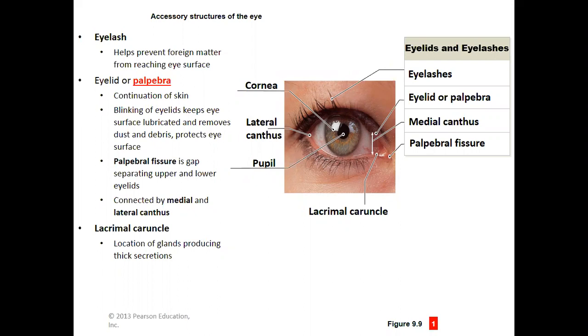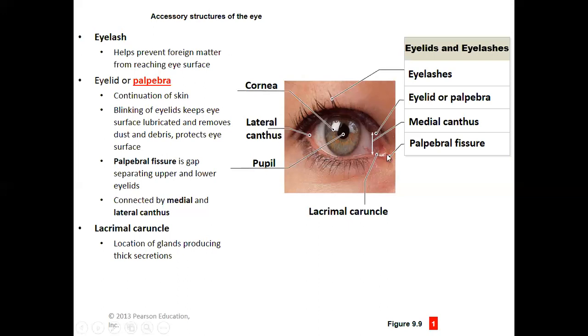So some accessory structures first. You can see the external eye here, like eyelashes. You wouldn't think they're an accessory structure to vision, but they actually help protect. Most of the accessory structures help protect the eye, like the eyelid as well, or palpebrae. Palpebra, which is your upper and lower palpebra, or your eyelids. Between the two, there's a palpebral fissure. That fissure is an opening between two eyelids where your eyeball is located, and you can actually see light gets into your eye through that.